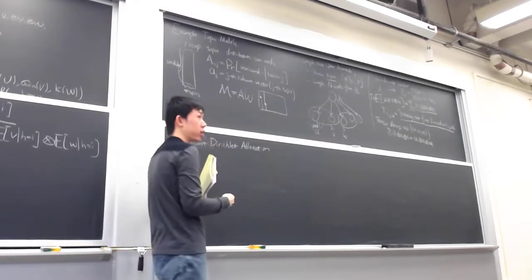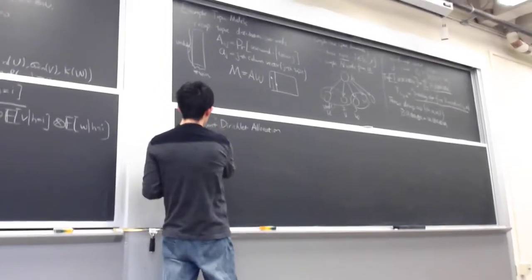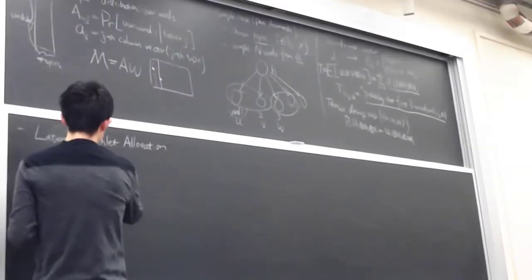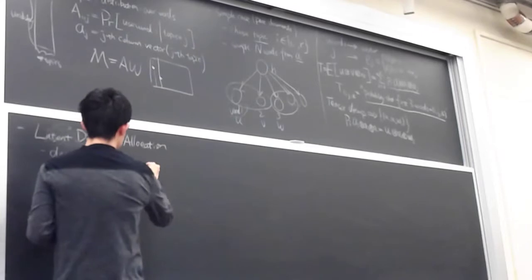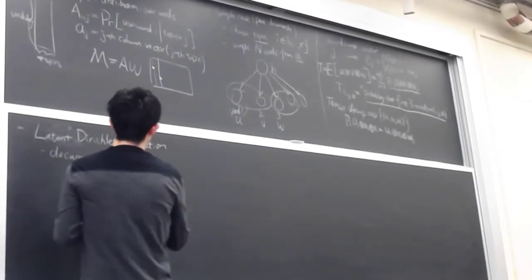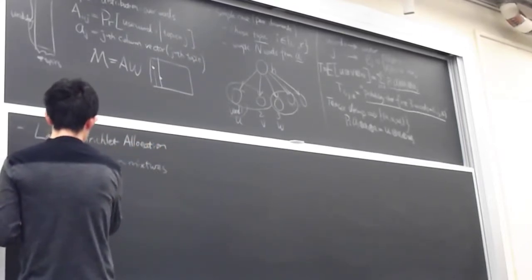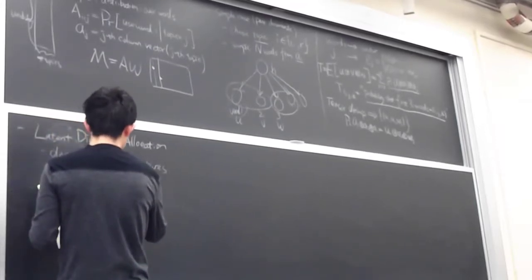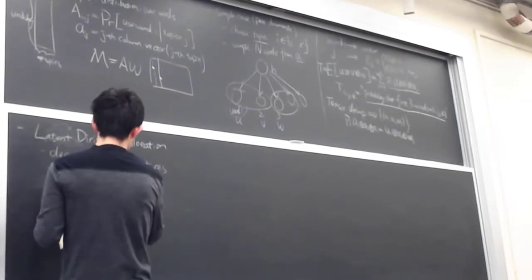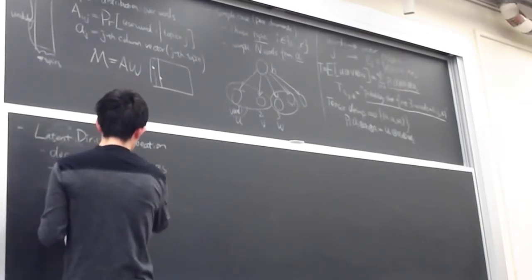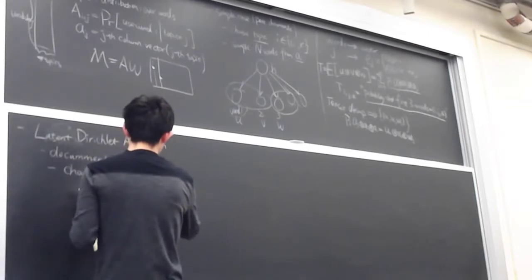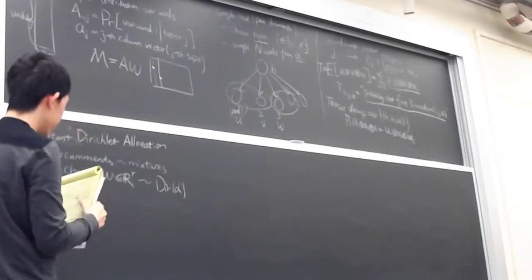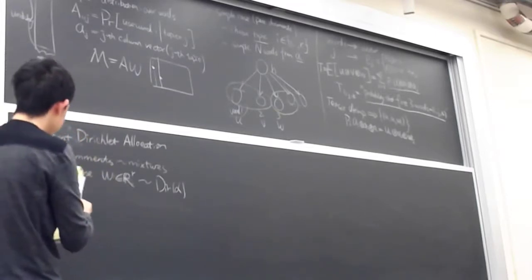So in this LDA model, documents are again mixtures of topics, and the way we do it is we choose a vector W. W is a vector in R dimensions, given by some Dirichlet distribution with parameter alpha. I'll tell you what the Dirichlet distribution is.